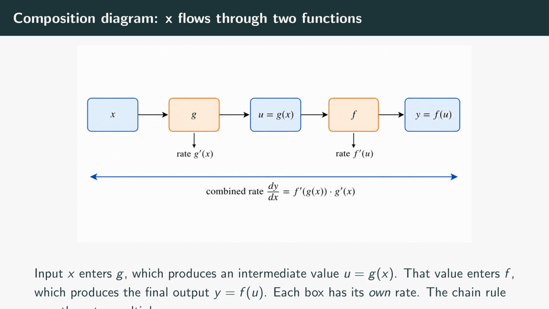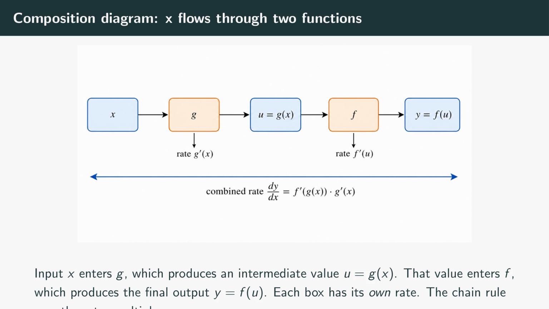Now ask, how does y respond to a small change in x? The change has to pass through both boxes. A nudge in x produces a nudge in u, scaled by g prime of x, that's the rate of the inner box. The nudge in u then produces a nudge in y, scaled by f prime of u, the rate of the outer box. The total scale factor from x to y is the product of the 2.